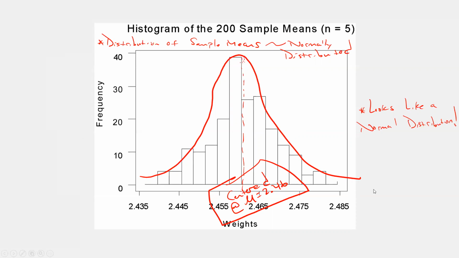Does that kind of make sense? Most of the time you're going to be really close to the real value. Sometimes you'll be way above it, sometimes way below it, but not as often as you'll be close to the real value. Kind of makes sense?